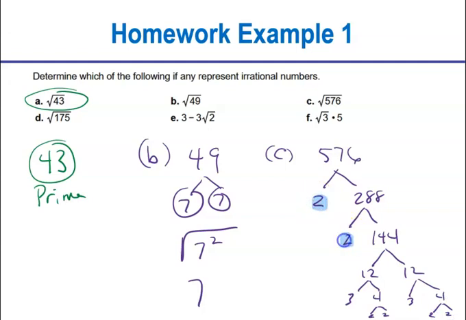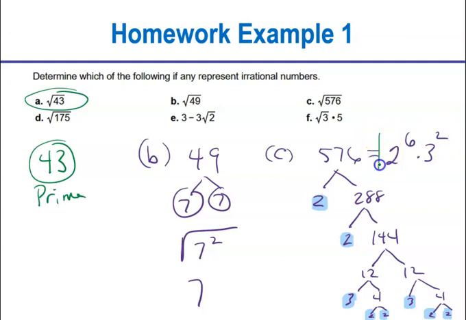So I got a 2, a 2, a 3, a 2, a 2, a 3, a 2, a 2. So if I were to write this down, 576 is equal to, how many 2's do we have? 1, 2, 3, 4, 5, 6. So that would be 2 to the 6th. And then how many 3's do we have? We have 1, 2, so 3 squared. Okay, now how did that help?